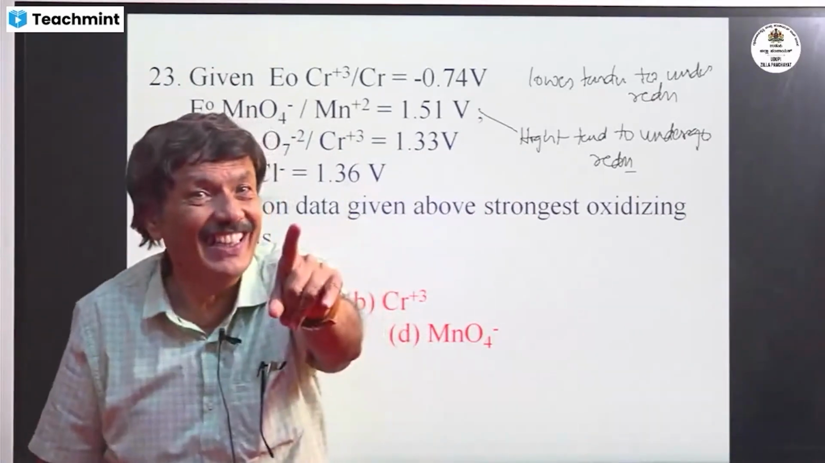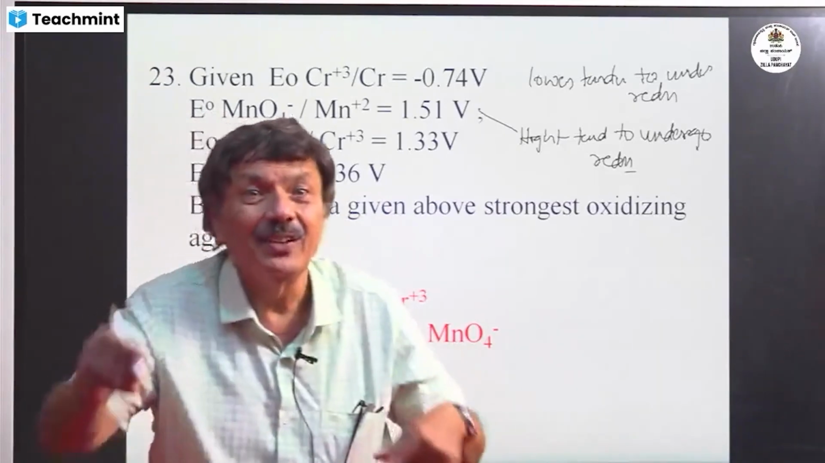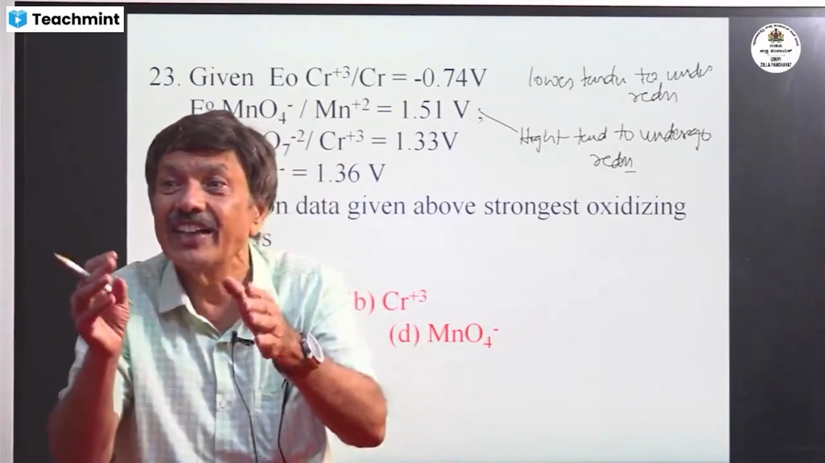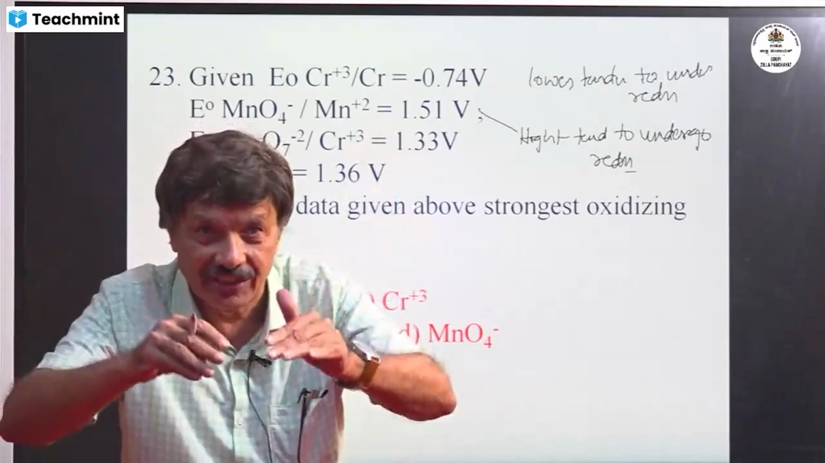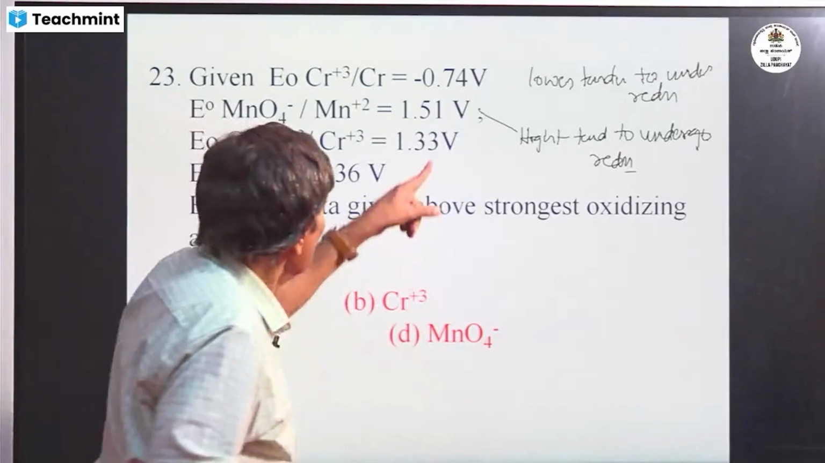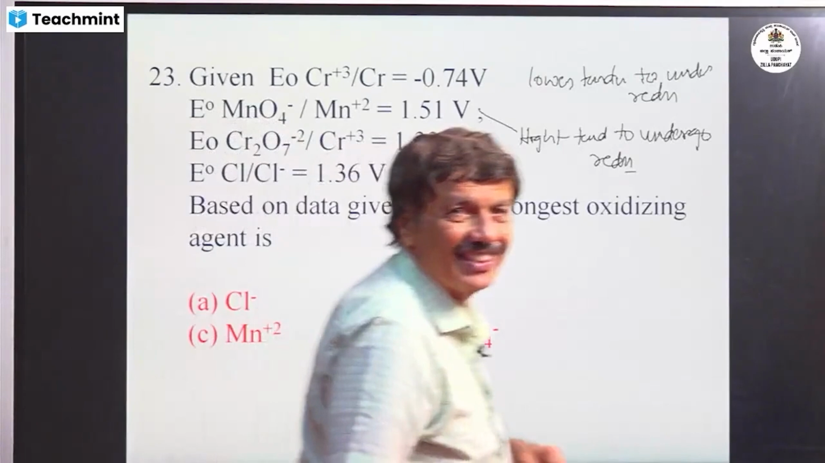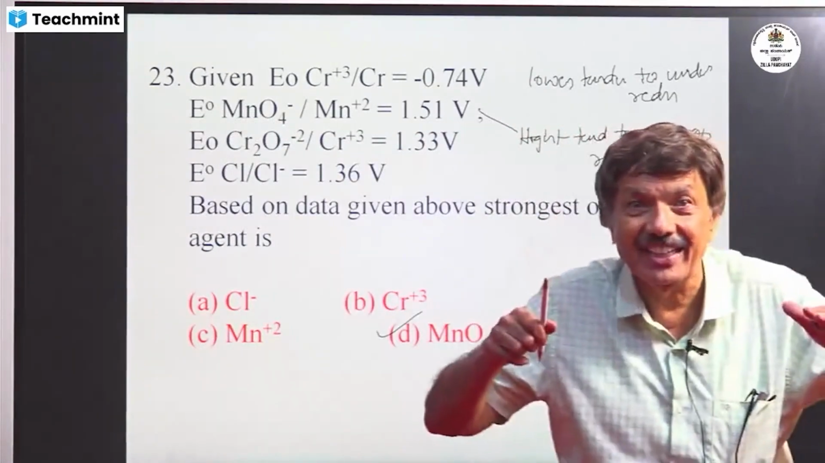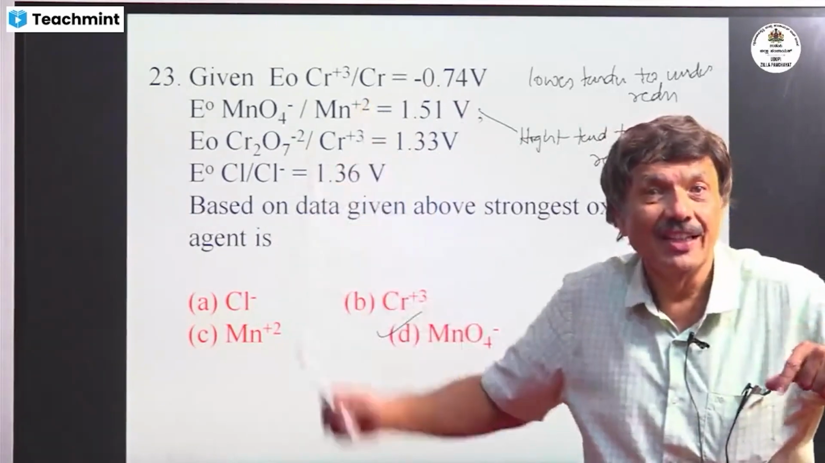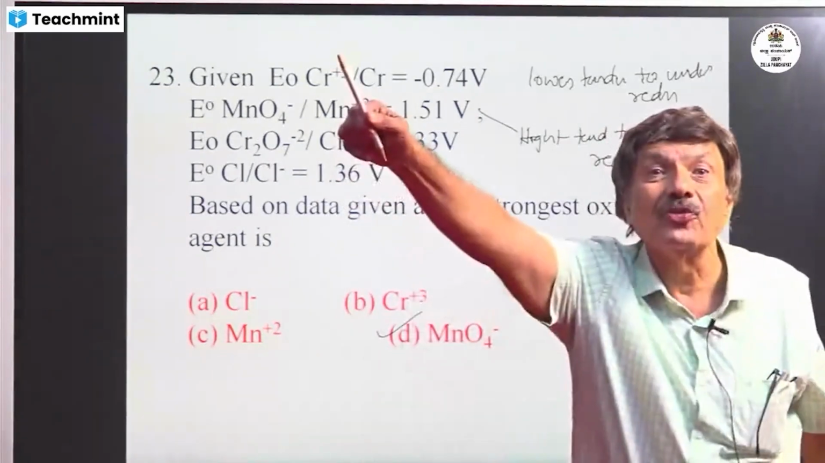An oxidizing agent never itself undergoes oxidation. An oxidizing agent does the oxidation of the other and itself undergoes reduction. Which has got the highest tendency to undergo reduction is the most powerful oxidizing agent. So, most powerful oxidizing agent is MnO4. This is the most powerful oxidizing agent. You understood? That having the highest value of electrode potential, it has the highest tendency to undergo reduction. So it is the most powerful oxidizing agent.